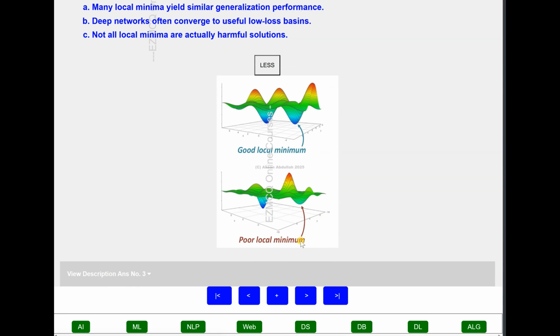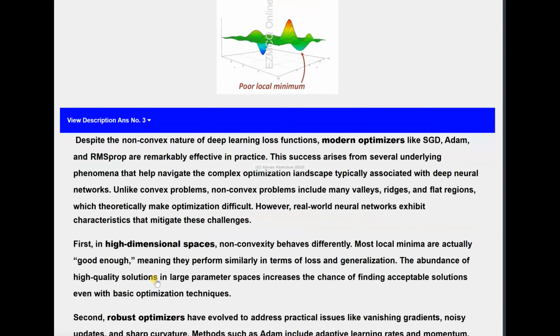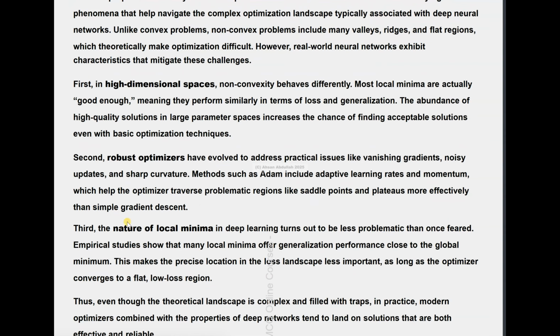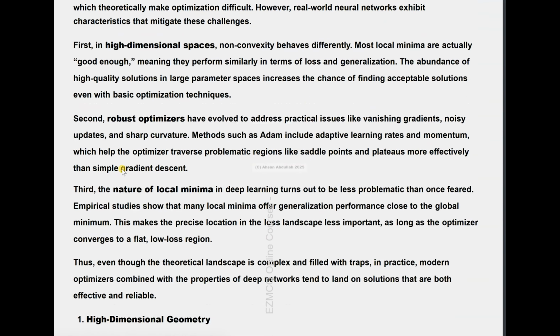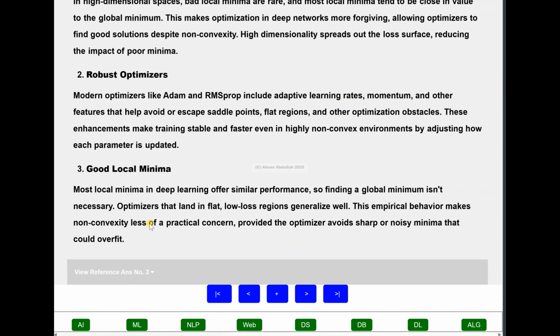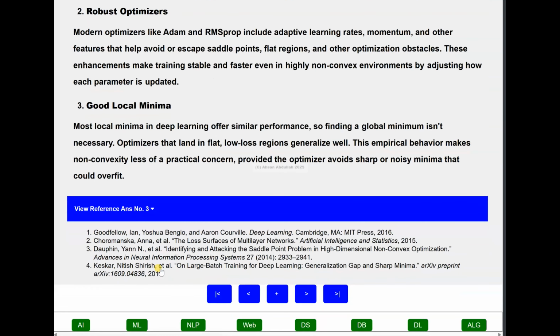Although this is a poor local minimum, and there are good ones because they are very deep, the modern optimizers are able to work. So these are the details. We are looking at a good enough solution, and you can go through those details, and here are the references also.